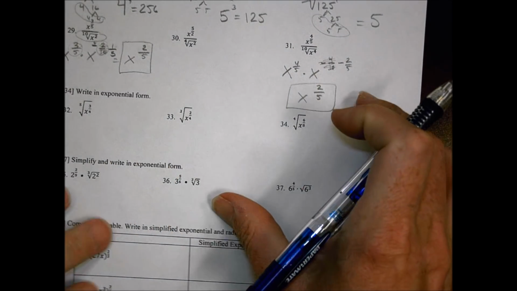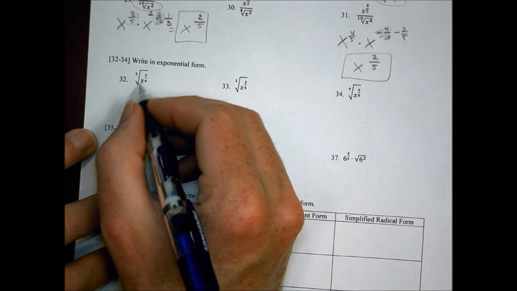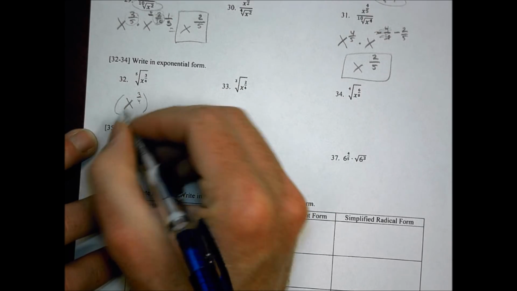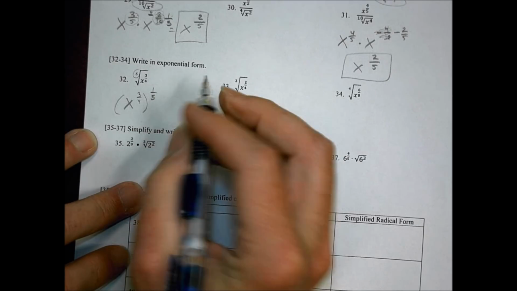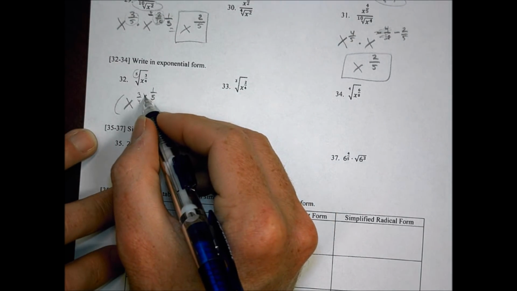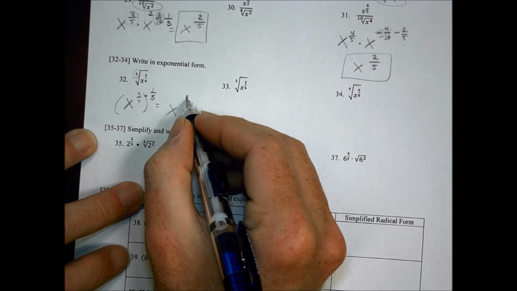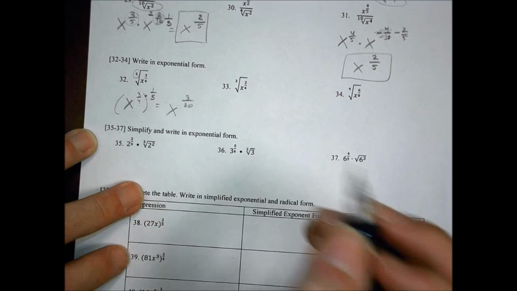Number 32, write in exponential form. All right, so this is x to the 3/4 times, and that's a 5th root, so it's times 1/5. When I have exponents, I multiply together. 3 times 1 is 3, and 4 times 5 is 20, so I have x to the 3/20th power.